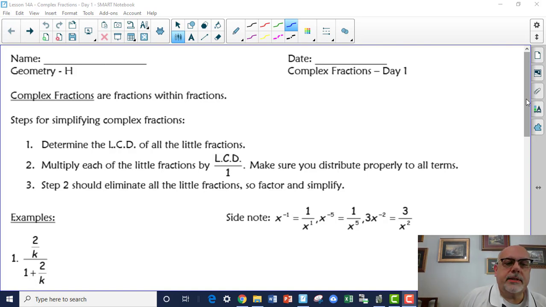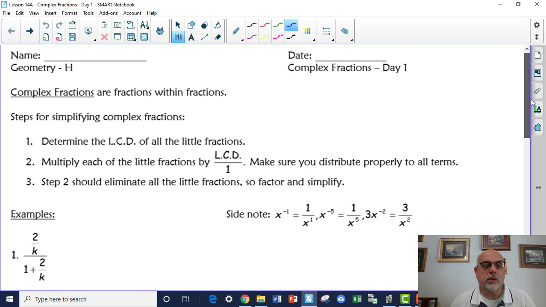So, the steps for simplifying a complex fraction: you have to determine the lowest common denominator of all the little fractions in this big complex problem. Multiply each of the little fractions by the common denominator over 1. Make sure that you're catching all the terms in there. So, it should eliminate all the little fractions. Then you can factor and simplify. Okay? Let's take a look at an example.